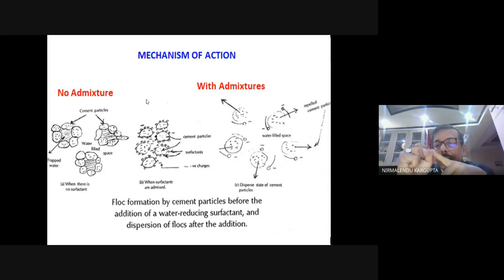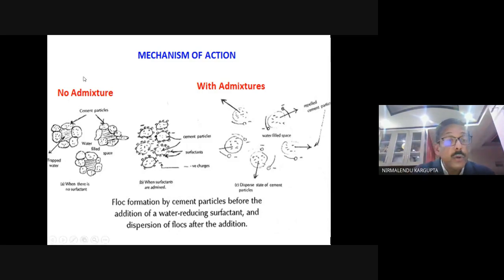Suppose C3A, this part is C, this part is A. Another C3A will join because the alumina part will connect with C. This is C, this is Al, and this is C. C and Al will attract. This kind of weak attraction is called van der Waals force of attraction. It happens when water is added to the cement particles. The cement particles will start making flocs in which some water will be trapped.